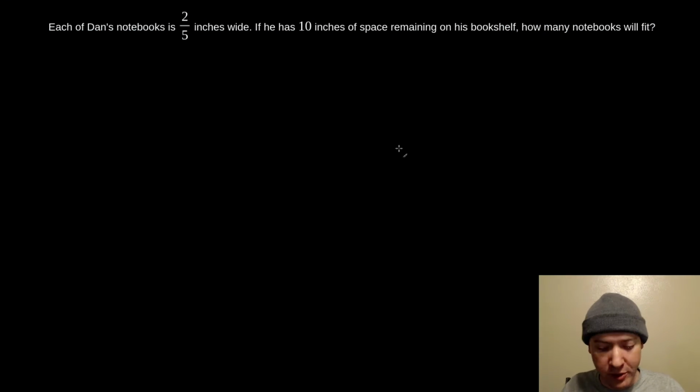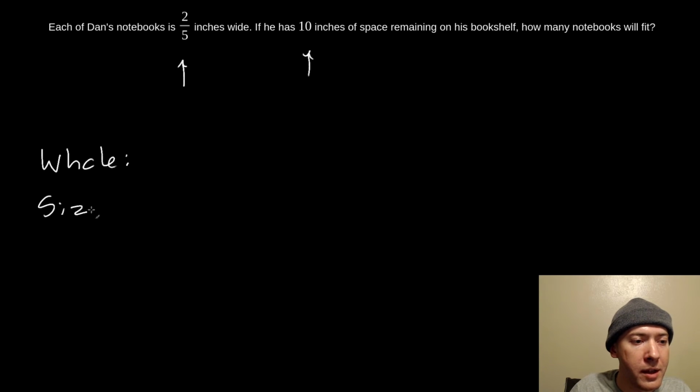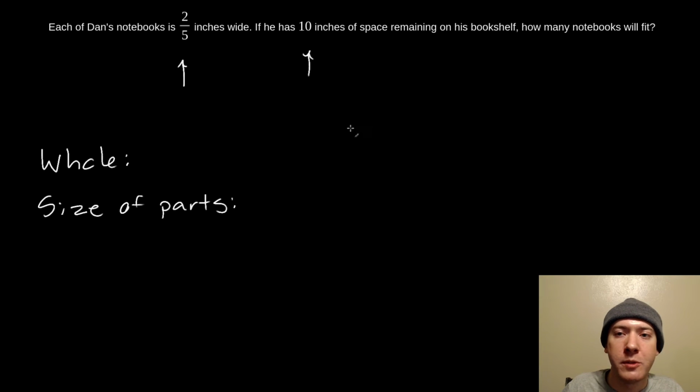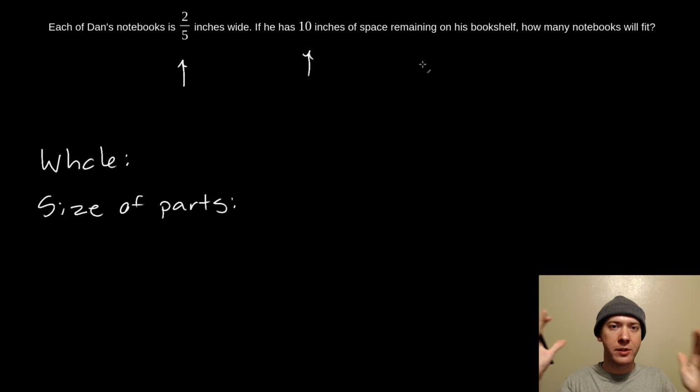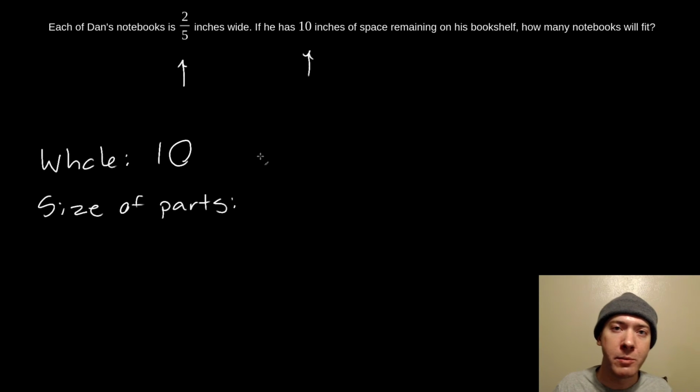So our first step is going to be to figure out which of those two numbers, 2/5 and 10, represents a whole and which represents the size of parts of that whole. For this problem, the whole is going to be the size of the bookshelf, right? The whole bookshelf is 10 inches long, and then we're going to put small books on it. So the whole is 10. And the size of the parts of the things that we're fitting into it is 2/5.